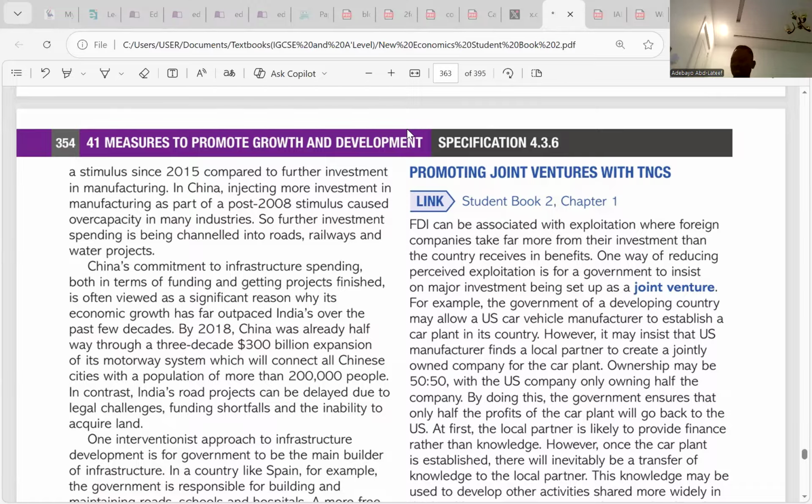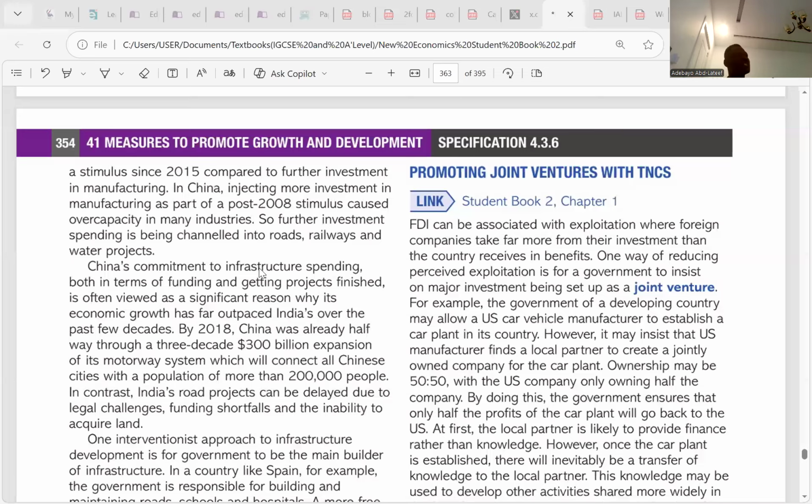So, for interventionist policy, developing countries are taking this step also. Before a multinational sets up in your country, the first thing you tell them is this: developing countries don't just allow multinationals to set up in their country because you're going to exploit them. They would rather want you to have a joint venture. That means you're going to have a combined project with an existing firm in their country.